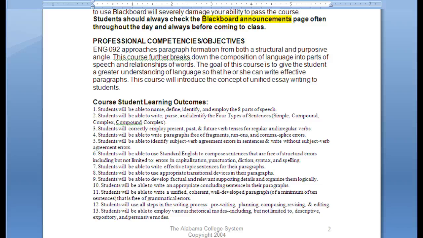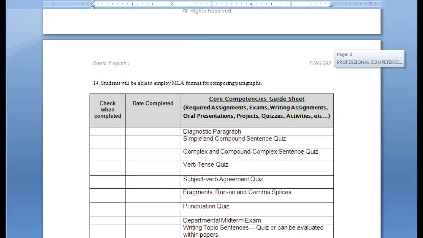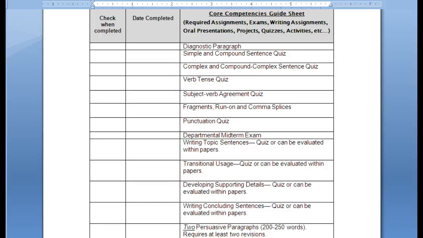These are our student learning outcomes for this class. They're on the bottom of page 2. You need to read them carefully to make sure you understand what you're being asked to learn. Basically, we'd like you to be able to write a very strong, well-developed, cohesive paragraph and have really strong English grammar skills by the time you leave this class. This is a list of things you're going to expect to be graded on this semester. There may be more small assignments, but there cannot be less than the things that are on this list for anyone taking an 092 class at Lawson State.